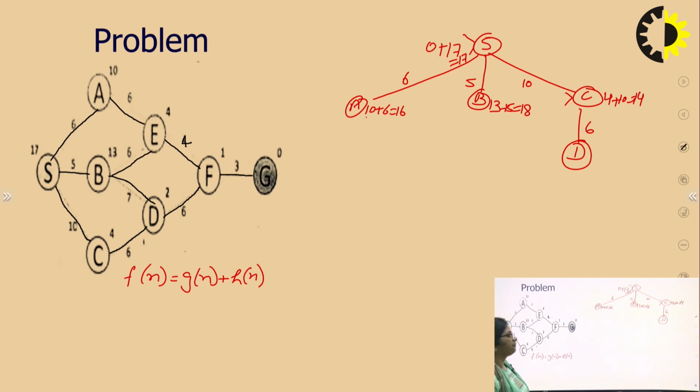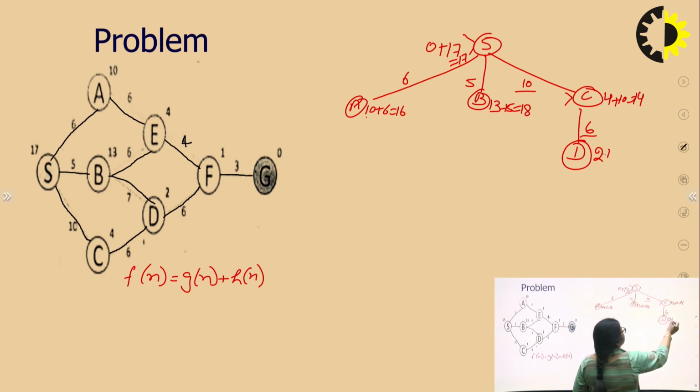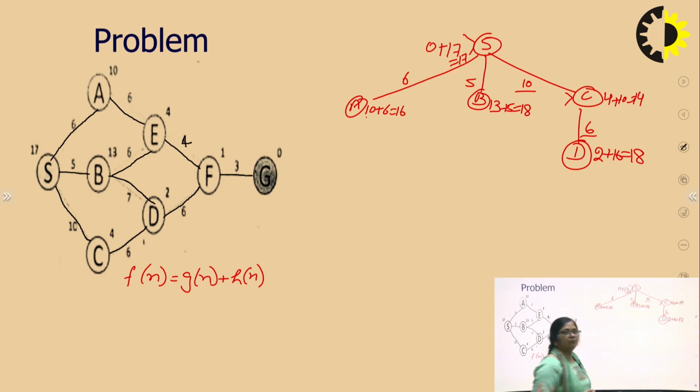What is the heuristic value of D? That is 2. Heuristic value of D is 2. Now, what is the cost paid to reach here? 10 plus 6, that is 16. So, what is the Fn for this node? What is the evaluation function value? That is 18. Now, we will see all unexpanded nodes and find out the minimum one. Minimum one is 16, that is A. So next turn will go to A.